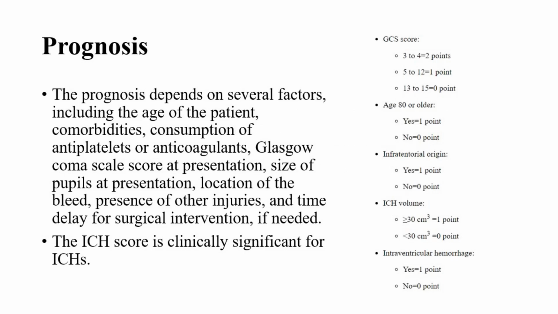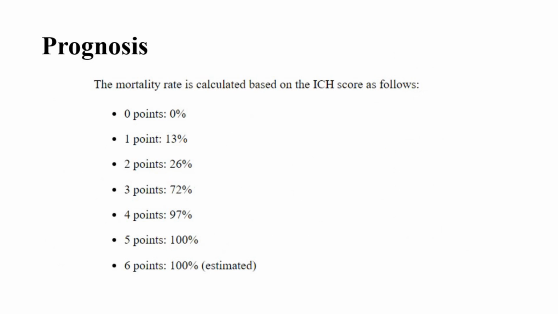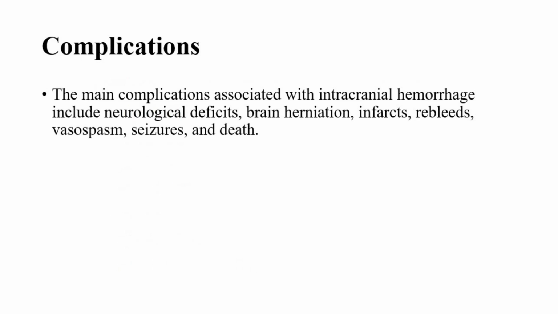The prognosis depends on several factors, including the age of the patient, comorbidities, consumption of antiplatelets or anticoagulants, Glasgow Coma Scale score at presentation, size of pupils at presentation, location of the bleed, presence of other injuries, and time delay for surgical intervention, if needed. The ICH score is clinically significant for ICH. The ICH score is calculated based on GCS score, age, whether it is infratentorial origin, ICH volume, and whether there is intraventricular hemorrhage. The mortality rate is calculated based on the ICH score as shown here. The main complications associated with intracranial hemorrhage include neurological deficits, brain herniation, infarcts, rebleeds, vasospasm, seizures, and death.